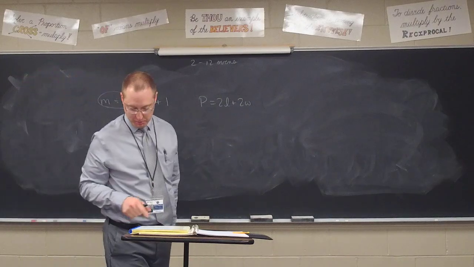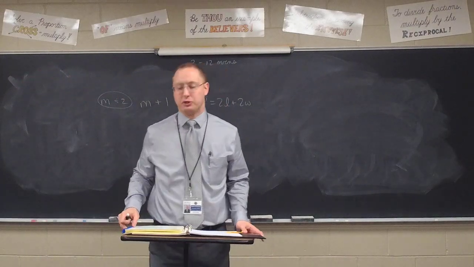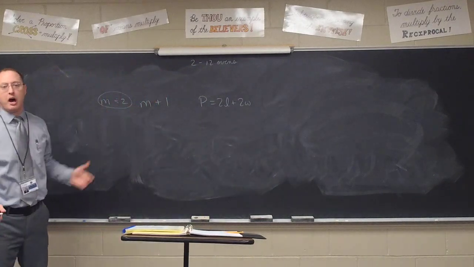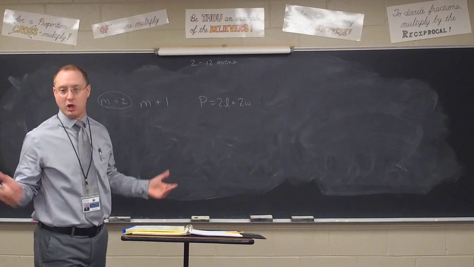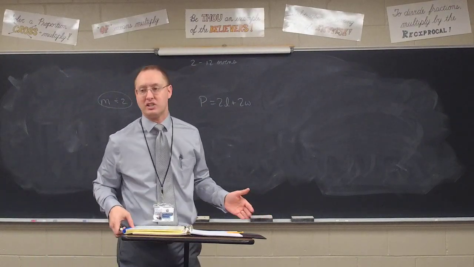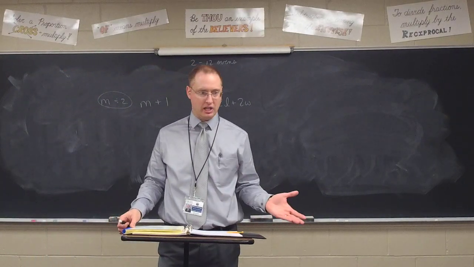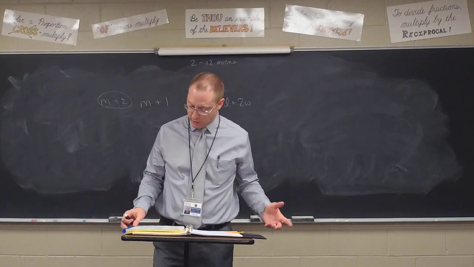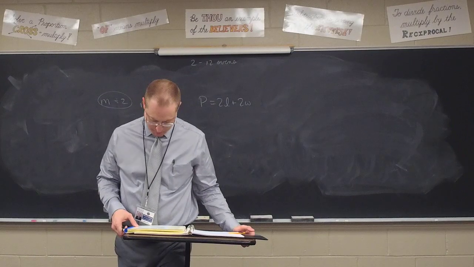Note the term variable. We use the term variable to describe a letter like length or width or Michael's age, a letter that represents some unknown value. And we call it a variable because its value can vary. Its value can change, right? And so a variable is a letter that represents an unknown value or number.